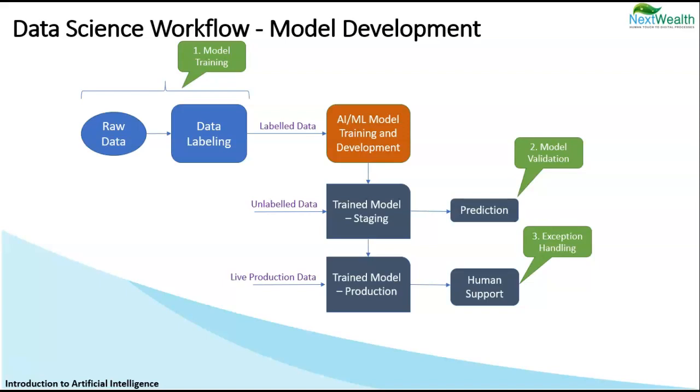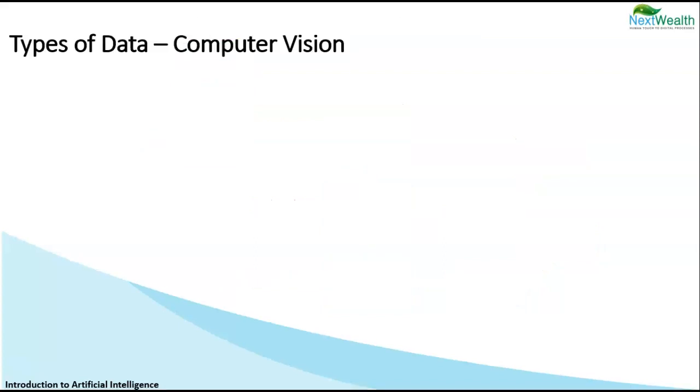Now let us look at all that we did in the last 5 minutes. The 3 opportunities for human touch where we can do work are: 1. Model training, 2. Model validation, 3. Exception handling. Now that we know the kind of work we at Next12 can do, let us understand the types of data involved to do this sort of work.